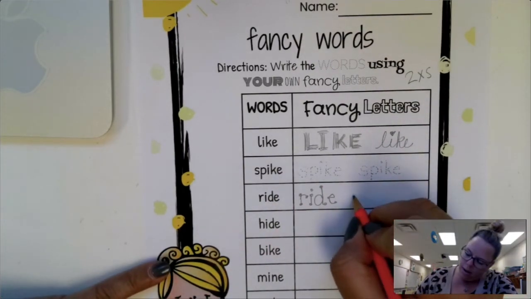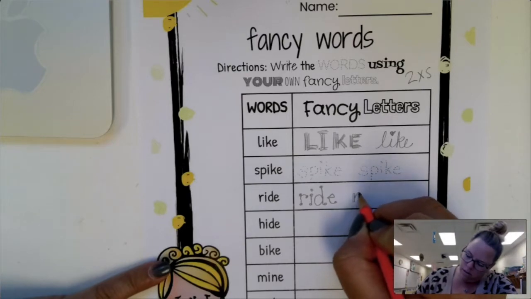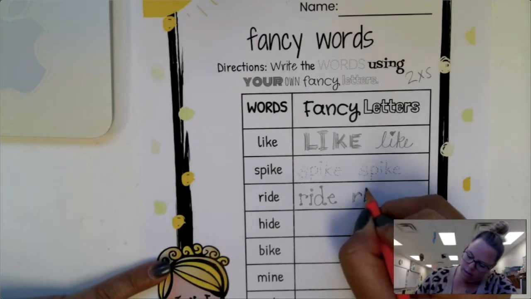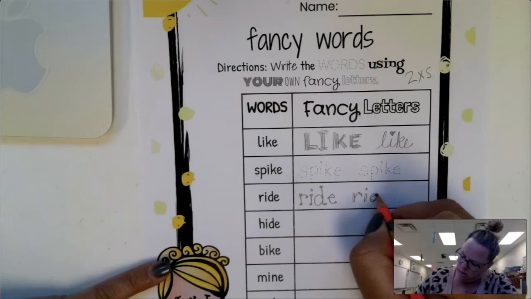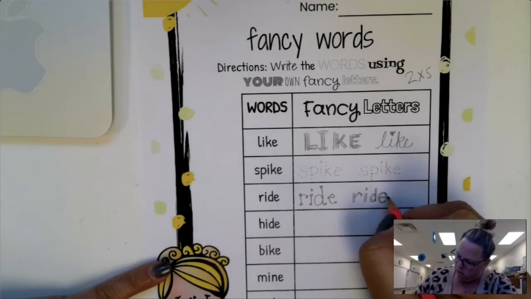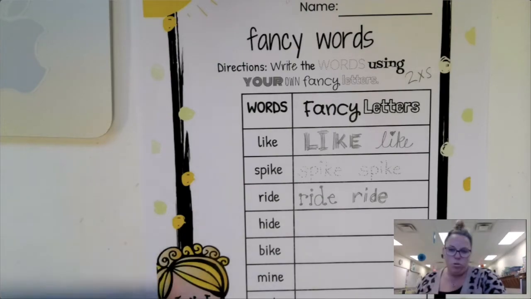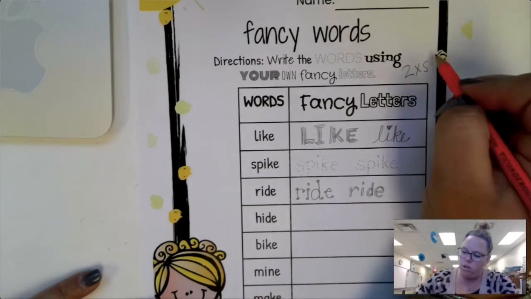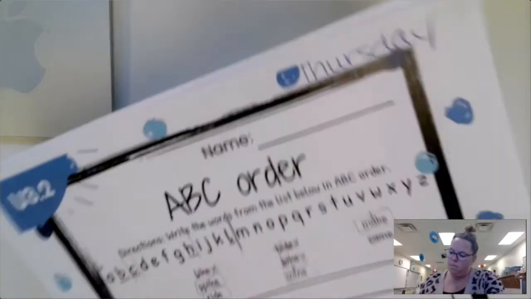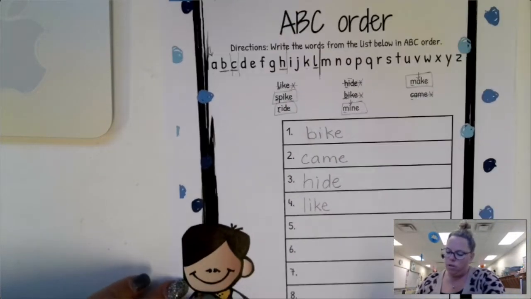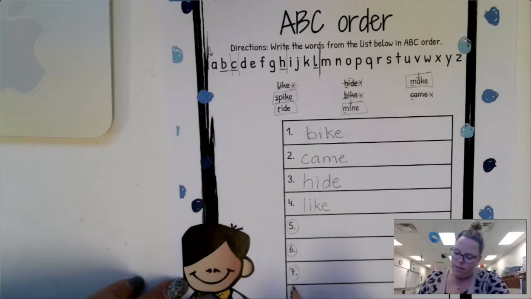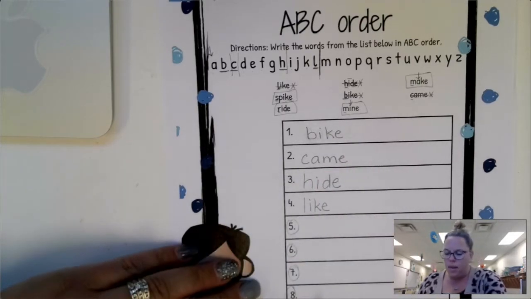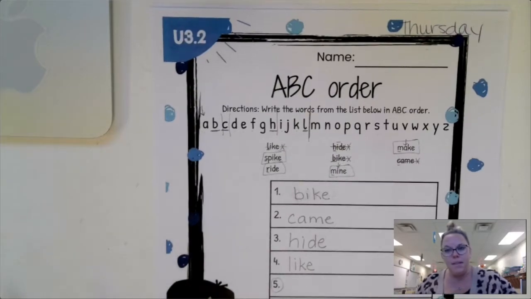Maybe for ride, I'm going to make it like this. Okay, that would be 2 different ways as well. You're going to go ahead and do this whole sheet. Make sure that you do it 2 times. Make sure that your ABC order, that you have finished 5, 6, 7, and 8 with the 4 words that you have left. And when you're done, this goes back into your Thursday folder.